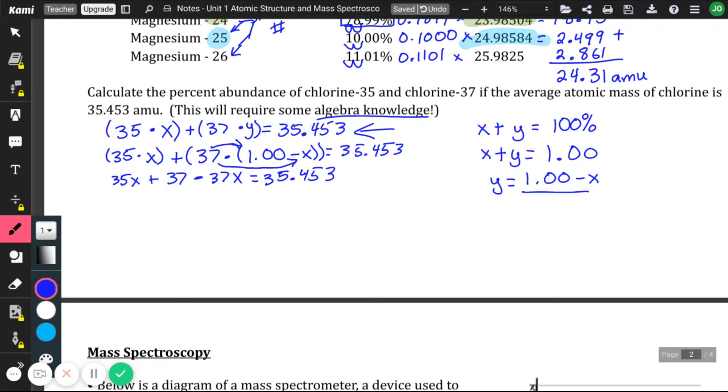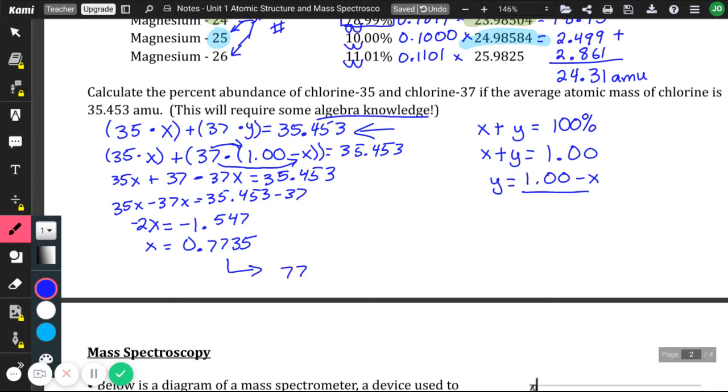Again, we're solving for x. So 35x minus 37x equals 35.453 minus 37. So negative 2x equals negative 1.547. Divide both sides by that negative 2, and you're going to get 0.7735. So there's our decimal, but they've asked me for my abundance, so let's convert that back into a percentage, which is 77.35%. So 77.35% of that is chlorine 35.